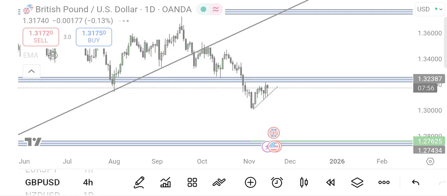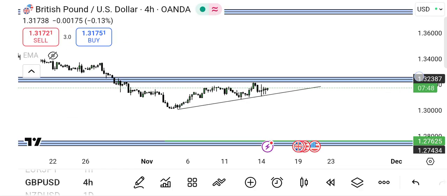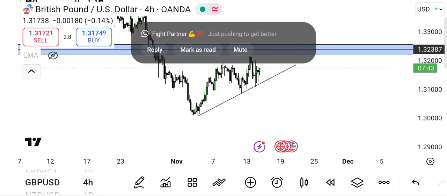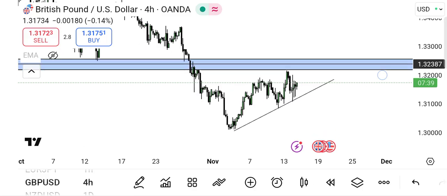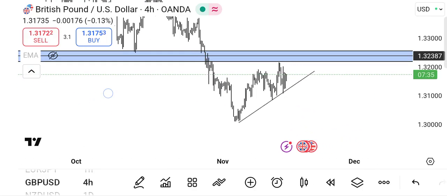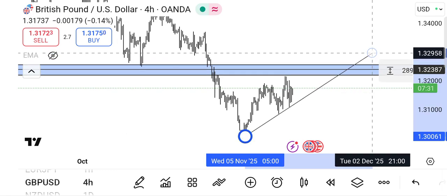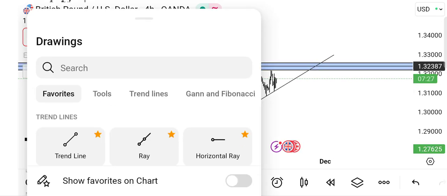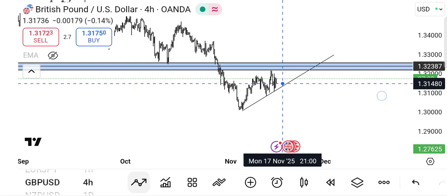On the 4-hour time frame, we can see the market is actually doing exactly what we want it to do. Once markets reach this place here, this is what we want to see. It's a very nice setup.